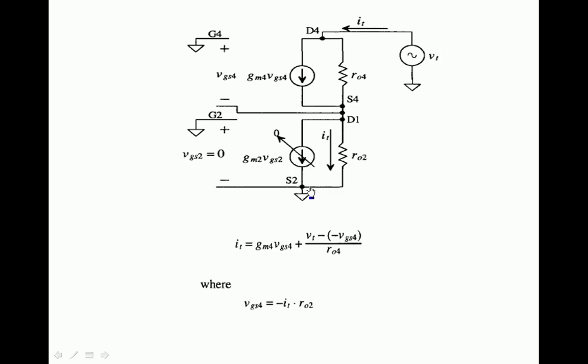So S2 to ground is the voltage drop across r02. The current flowing through this r02 is the total current IT. The voltage drop across this resistor is also treated as VSG4. So VSG4 is IT times r02, and VGS4 is minus IT times r02. So simply, IT is equal to gm4 VGS4 plus (VT minus (minus VGS4)) divided by r04, where VGS4 is minus IT times r02. Then calculate the output resistance by going through the simple analysis.